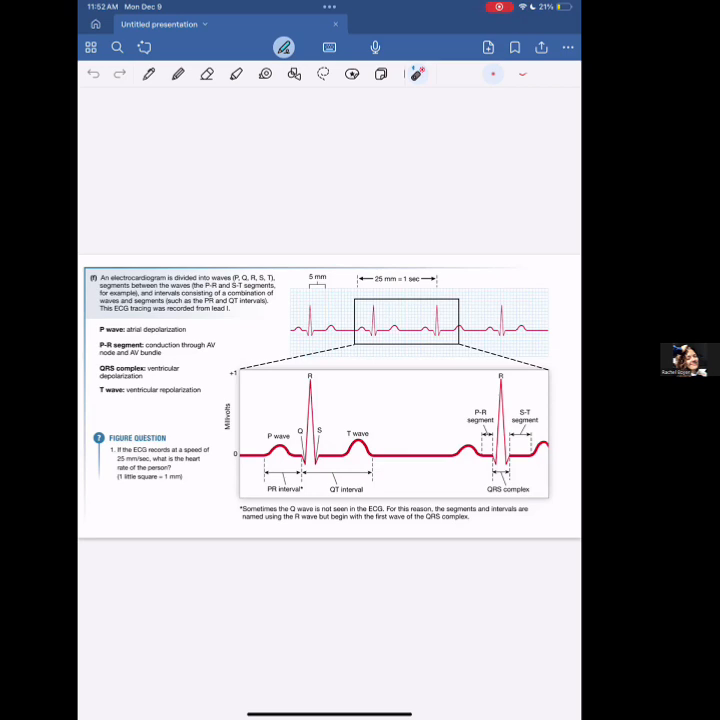And the T wave is ventricular repolarization. So this is the relaxing and resetting of the heart before you go into the next heartbeat.